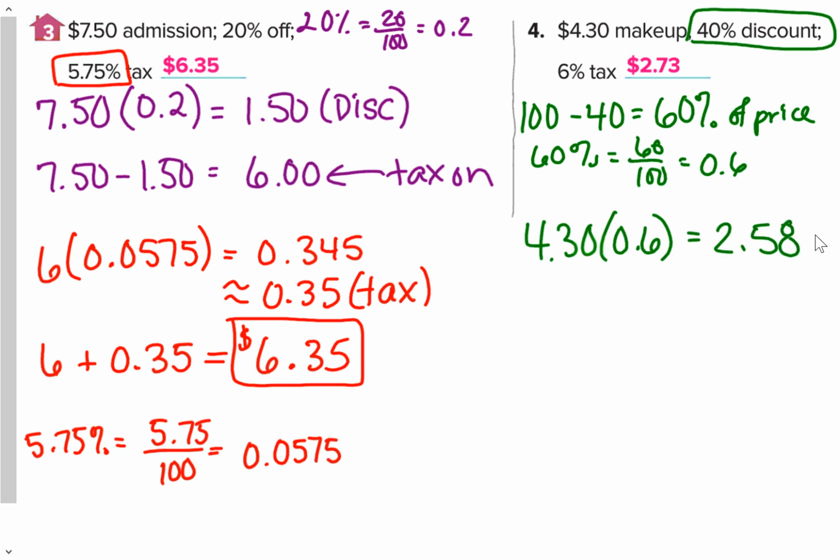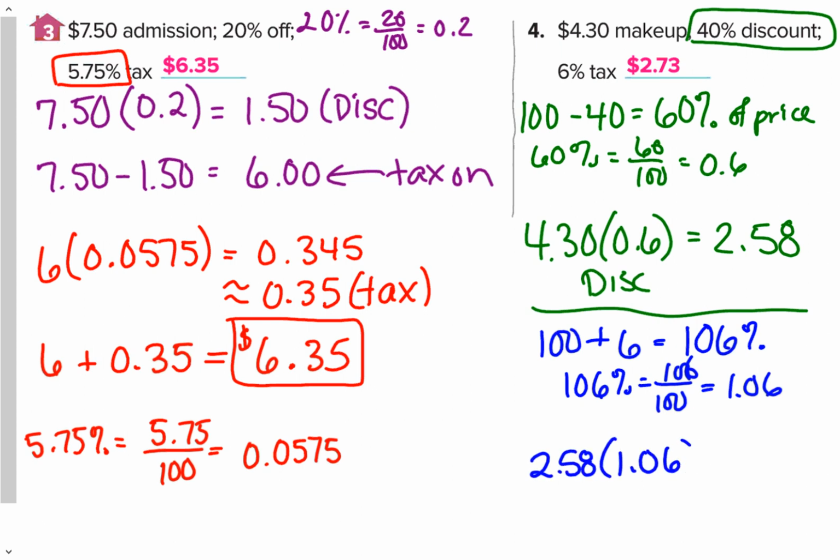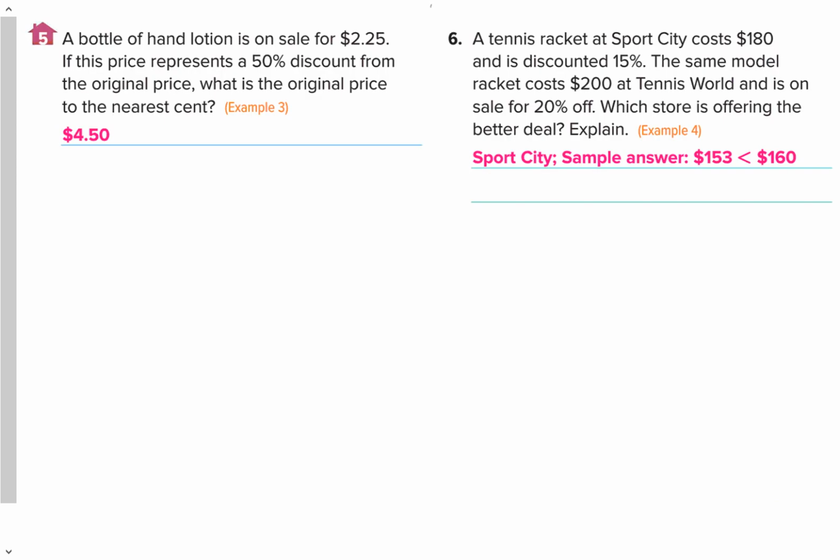Now you have to do your tax. So let's do our tax. Our tax is 100% plus our 6% tax, and that equals 106%. And just remember 106% equals 106 divided by 100, so 1.06. So now we're just going to multiply $2.58 times the 1.06. That gives us our $2.73. All right, let's continue.